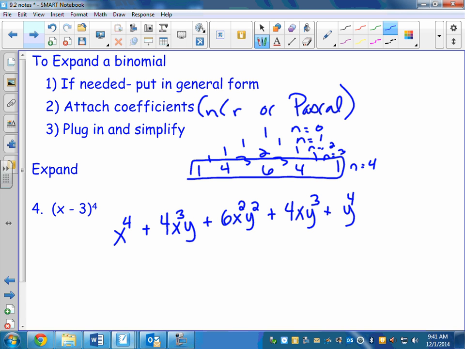I'm not done yet, though, because I always do x's and y's. If you want to automatically plug in those numbers over there, you can. For me, I always just do this first, and then I go back and plug in if I need to. If this is still x, do I need to change the x in this problem? No. But this is x plus y. Y is now -3, so everywhere I see a y, I'm going to put in a -3.